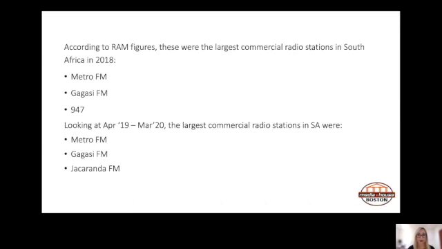So as much as the RAM figures have not been updated, just out of curiosity's sake, if we look at the largest commercial radio stations in South Africa in 2018, it was Metro, Gagazi, and 947. The April 2019 to March 2020 stats, however, shows that it was Metro, Gagazi, and Jacaranda. So it's quite interesting just to see these moves.